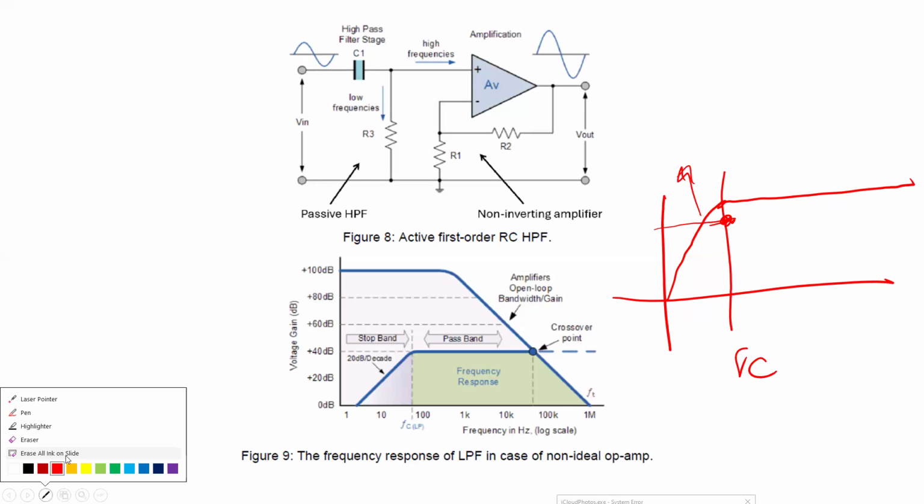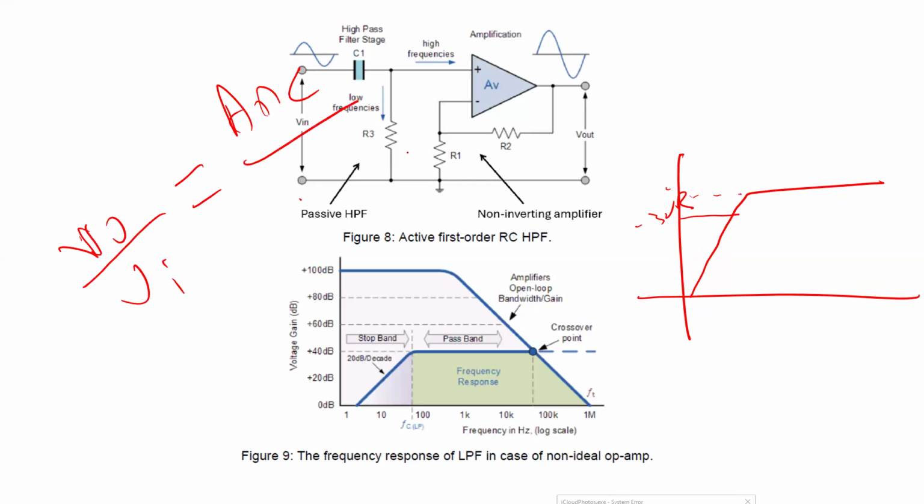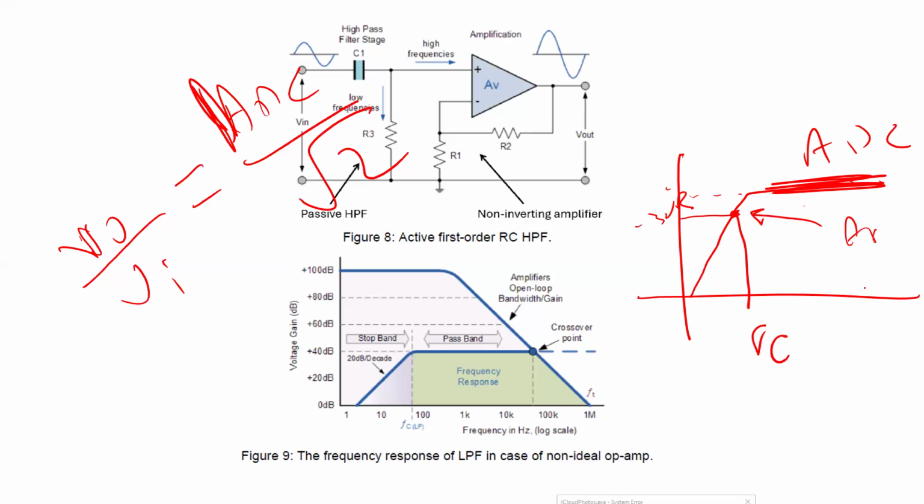So what happens here? If the response is this way, either in minus dB, or if you just calculate values, V output divided by V input should equal ADC divided by square root of 2, not 1 this time. So here at this moment, this is what we call the cutoff frequency. The gain here is ADC. Here at this moment, it is ADC divided by square root of 2. In decibels, it should be negative 3 decibels. So this is what we call the cutoff frequency.